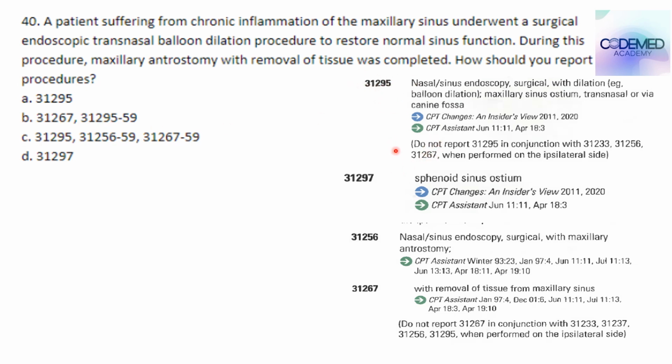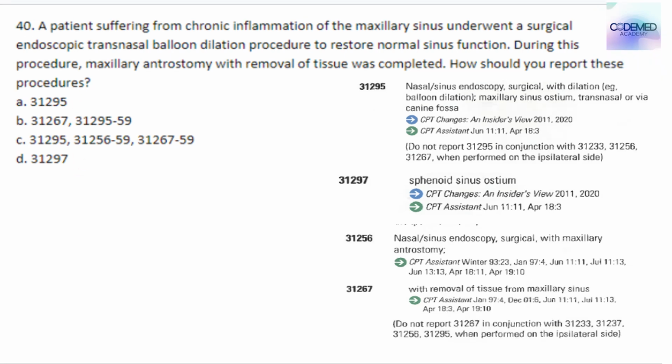This parenthetical note is important. That automatically eliminates option B and C. And we are left with option A and D. Option 31297 talks about the sphenoid sinus, and in our case, it is a maxillary sinus. So that gives us answer A as the correct answer.